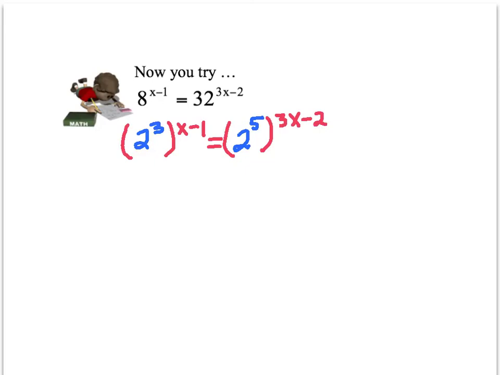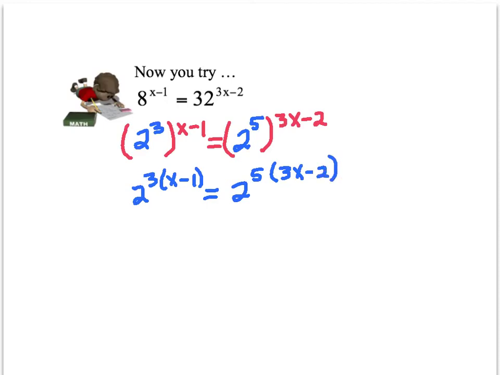Again, I have these nested exponents. I'm going to clear away my parentheses and say 2 is raised to the 3 times the quantity x minus 1. And on the other side of the equal sign, 2 is raised to the 5 times the quantity 3x minus 2.